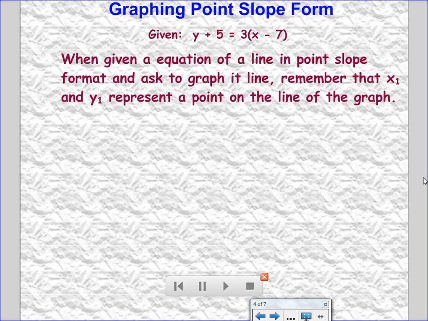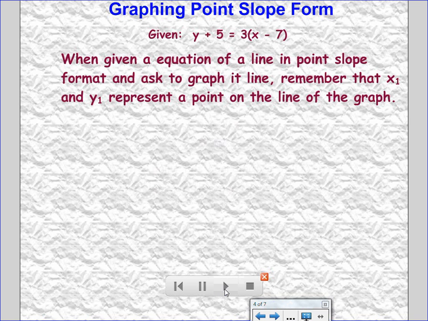Someone tell me what the slope of the line is. That's a great answer. It is 3, or 3 over 1, or some fraction that represents 3. When given an equation of a line in point slope format and asked to graph the line, remember that x1 and y1 represent the points on the line of this graph.